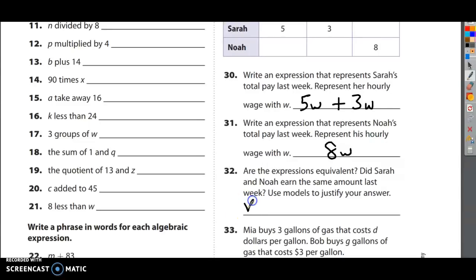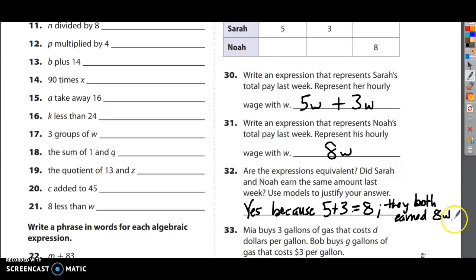We could just say yes, because 5 plus 3 equals 8. They both earned 8W. And we don't know how much W is, but we could figure it out as soon as we knew how much W was. They both earned 8W for the week. That's good enough for that answer. You don't need a model for that. All right, let's move on.